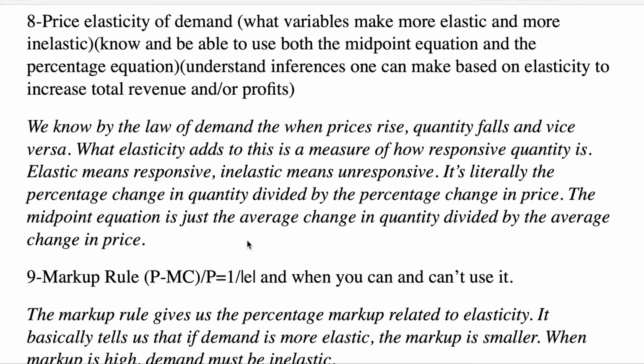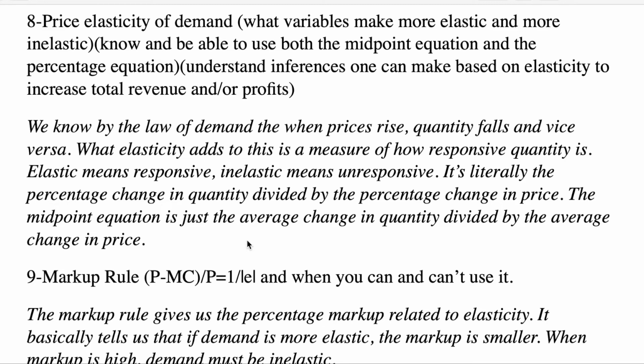By the law of demand, we know at higher prices there's a lower quantity demanded. What elasticity adds is responsiveness. So how much is the change? The midpoint formula is just taking the average change in quantity divided by the average change in price, because the percentage formula, the definition of price elasticity of demand, is just the percentage change in quantity divided by the percentage change in price. The midpoint formula just proxies for this.